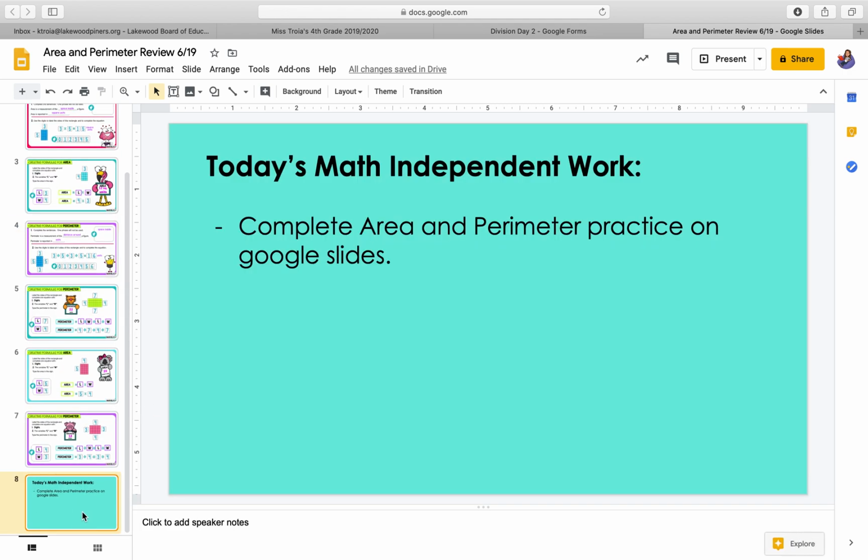Your independent work is to complete the area and perimeter practice on Google Slides. You're just typing in next to the figure what the area is and what the perimeter is.